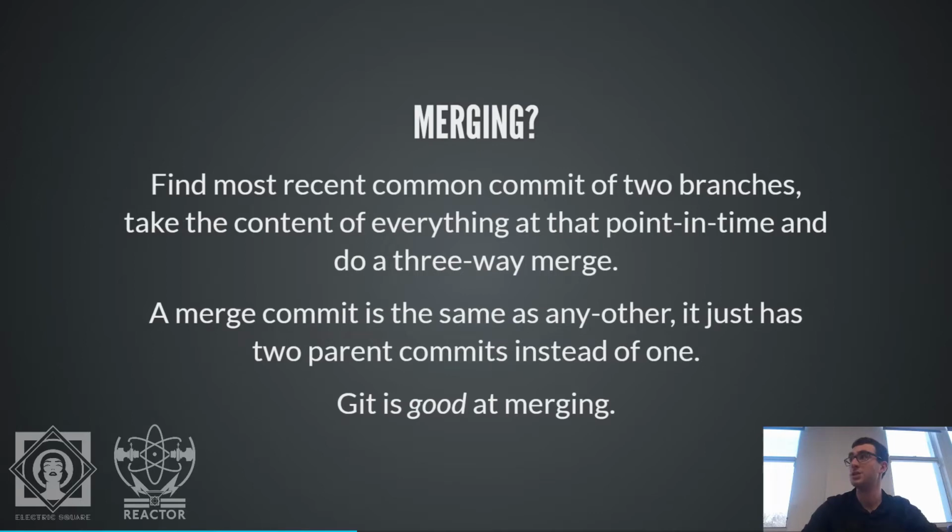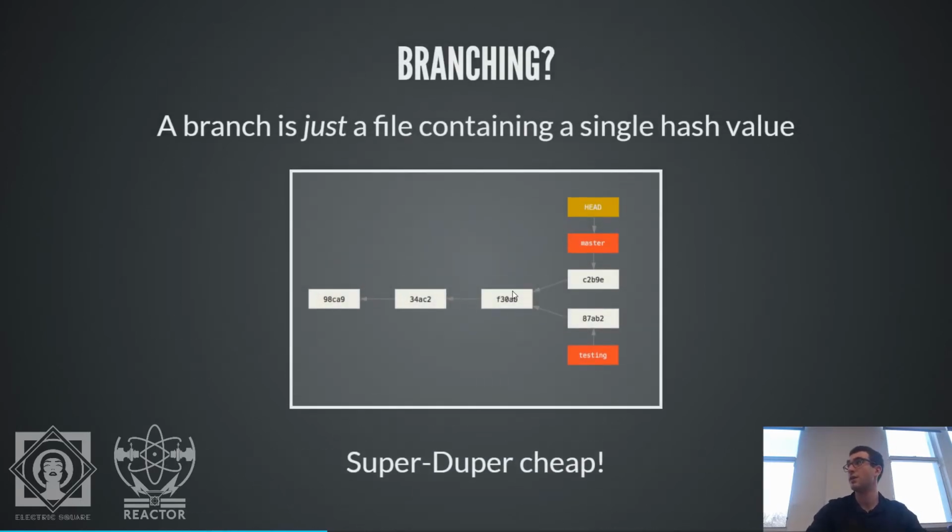So the way Git merges stuff is, let's say you want to merge one branch into another. In this case, you were in the master branch and you wanted to merge the testing branch into it. All Git does is find the most recent common ancestor of both those branches, and take that as, this is when the branches were both the same. Makes a lot of sense. Then it just gets all the differences that have been made since that single common ancestor, and then does a three-way merge.